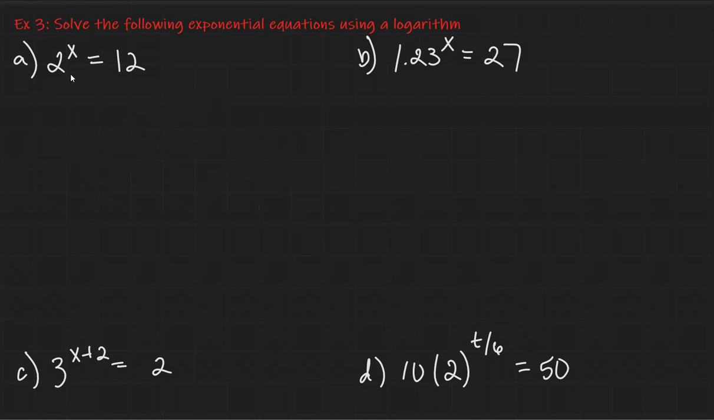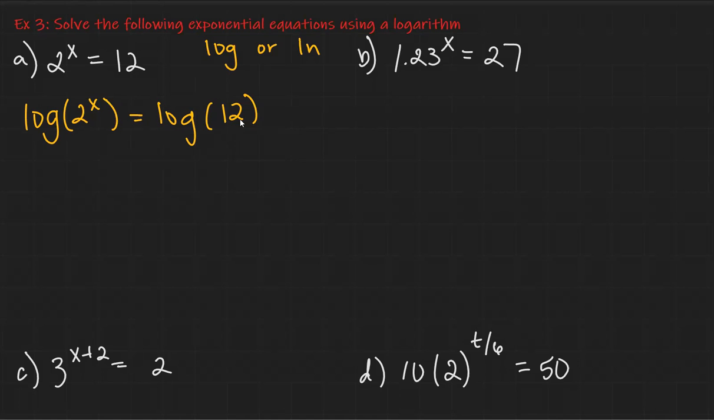So what we're going to do is just take the logarithm of both sides. We're going to use log base 10. I can actually use log base 10 or the natural logarithm, because they're both going to give us the same answer, and they're both in our calculator, so we want to take advantage of it. So let's take the log of 2 to the x power equals log 12. It's a one-to-one function, so I'm allowed to just take the log of both sides.